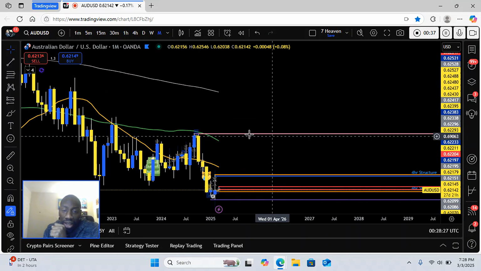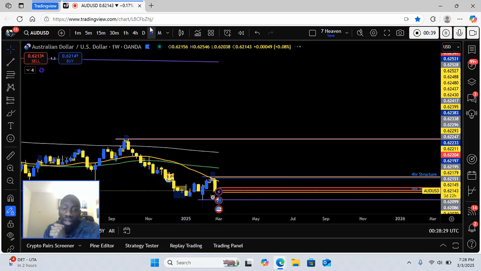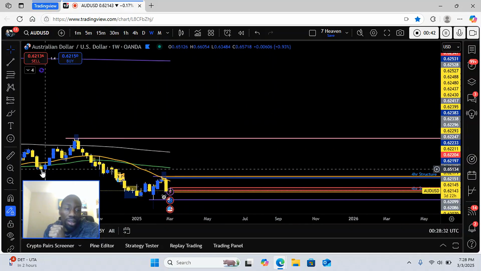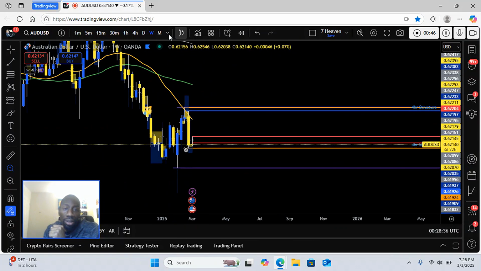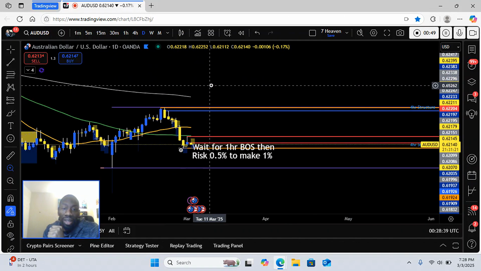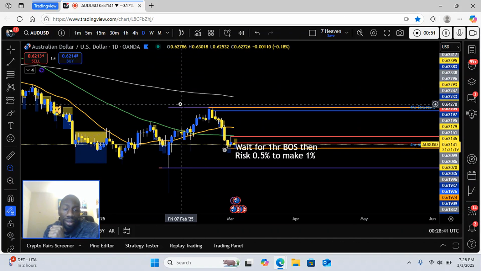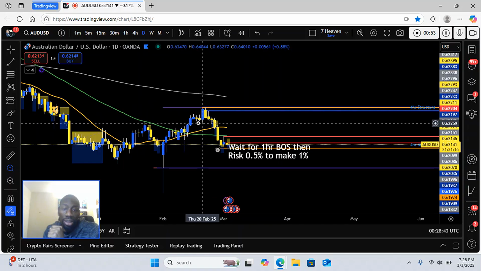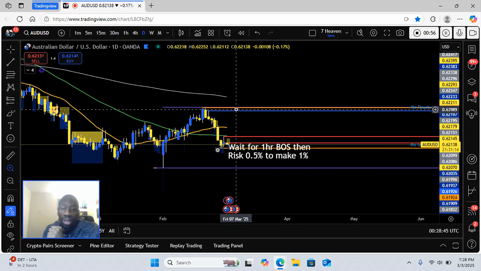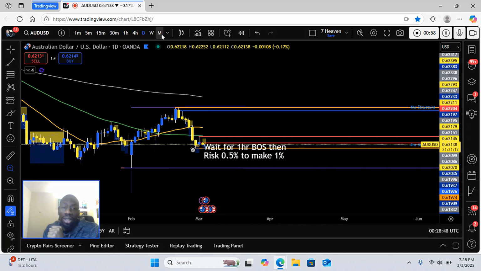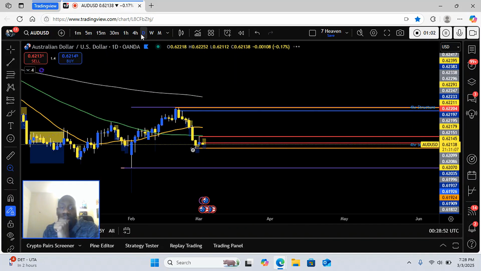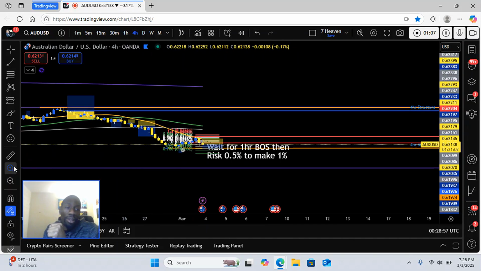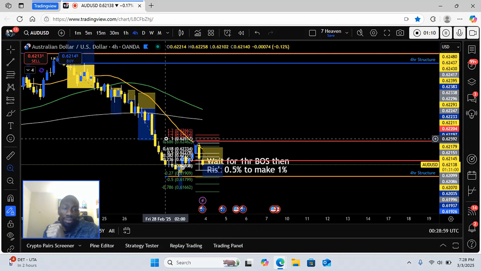AUD USD, we're down structure on the monthly. All right, weekly, we are up structure on the weekly. Daily, we are down structure because you have the break of structure right here. So monthly is down, week is up, daily is down. That's 2 downs. And now the 4 hour is also down structure as well.